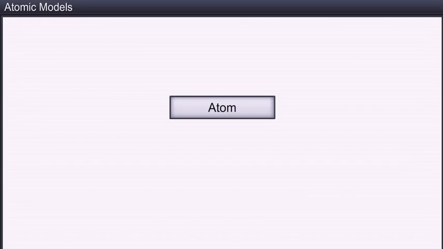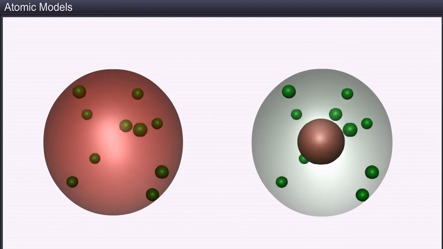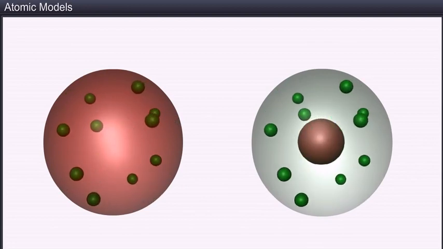Through various experiments, it was established that an atom consists of subatomic particles, such as protons, electrons, and neutrons. Now, let us look at the arrangement of these subatomic particles in an atom. Different models were proposed to explain the distribution of subatomic particles in an atom.